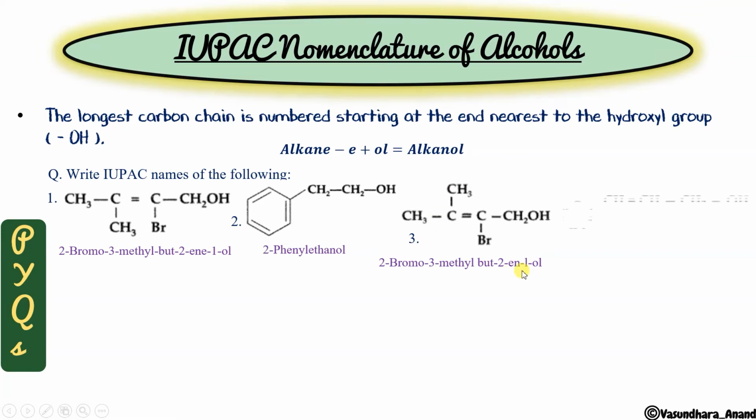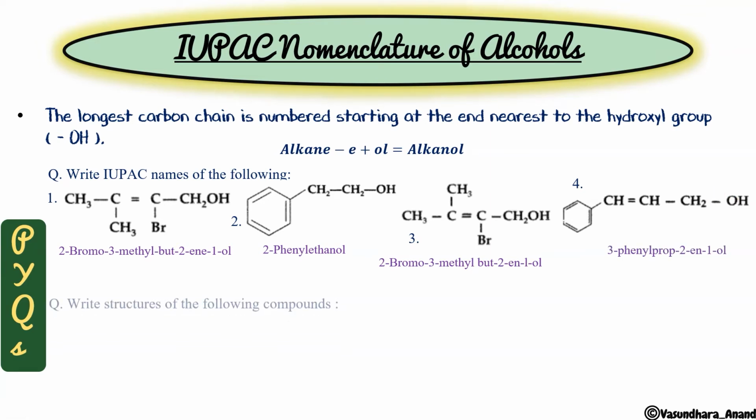Otherwise, same compound. Now the next one: obviously we will start our counting from this side, because although this has a long chain, the functional group is there. So that's why 1, 2, 3, that means at 1 position the OH group, and at 3 a phenyl. So 3-phenylprop-2-en-1-ol.